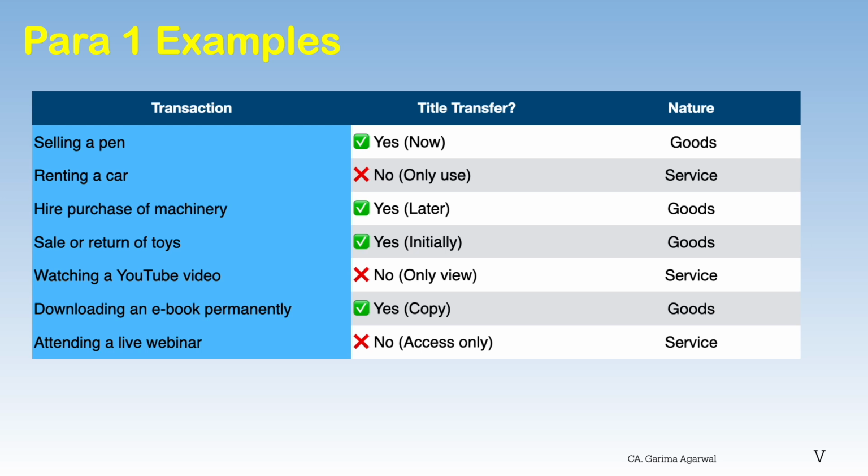Sale or return of toys. Yes, initially the goods have been sold, right, and the ownership passes at that time, so it is also goods. Watching a YouTube video, no, it's just one time view, right? So it's a service. You don't pass the right of that. Downloading an ebook permanently. Yes, you get a copy permanently, you have that with you, then it is a good. Attending a live webinar. If you can't take the recordings and you're just allowed to attend at that point of time, then it's just access only, right? So it's just a service.